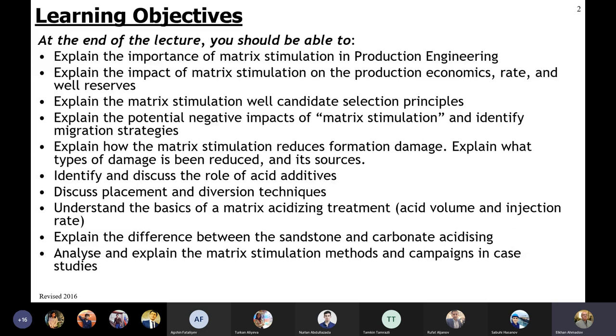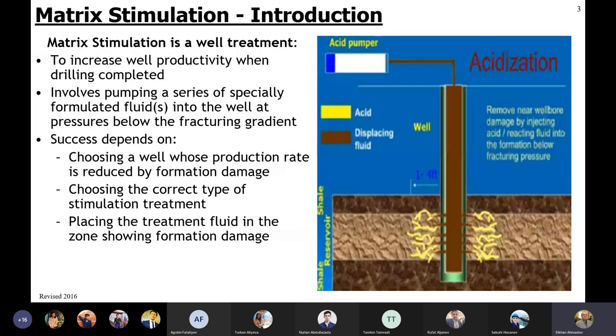So, matrix acidization or matrix stimulation, because when we acidize the matrix, we stimulate the reservoir to produce more, to increase permeability. Acidization is a type of stimulation. There are many methods of stimulation, like hydraulic fracturing, matrix acidization, acid wash, acid fracking. Here is the near wellbore reservoir rock matrix, and it is a well treatment.